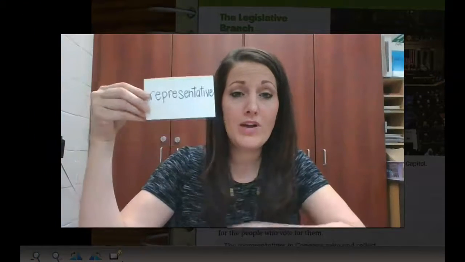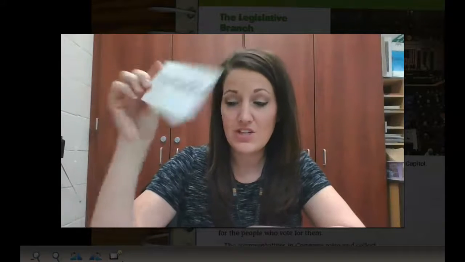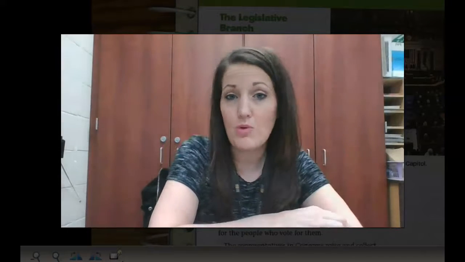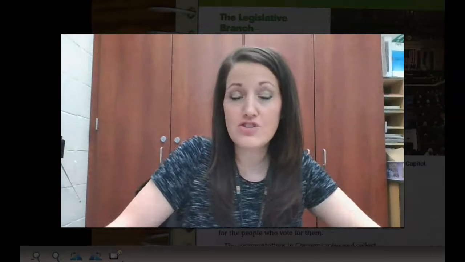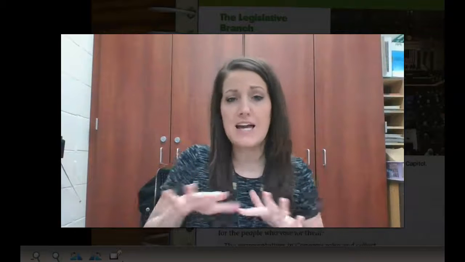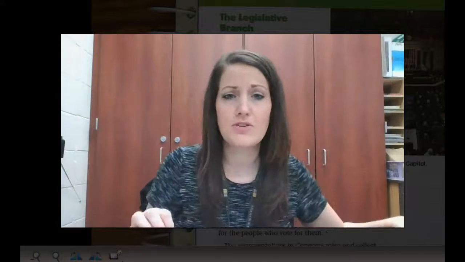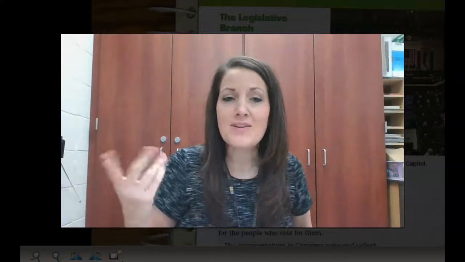So one of the vocabulary words from this book is representative. So sometimes we might pick a representative at Haley's school. So let's say that the teachers are having a meeting, and we're supposed to meet and decide what we want to do for something. So maybe for the carnival or whatever. We're not having a carnival this year, but that was an example.